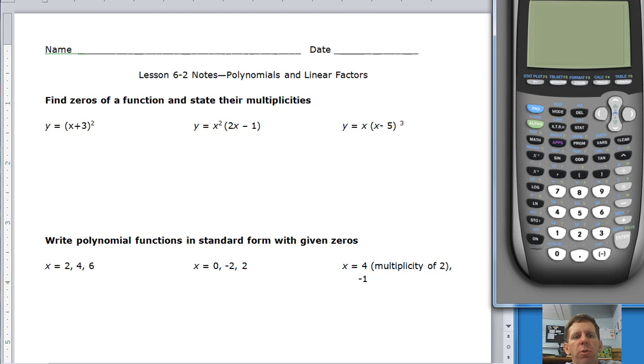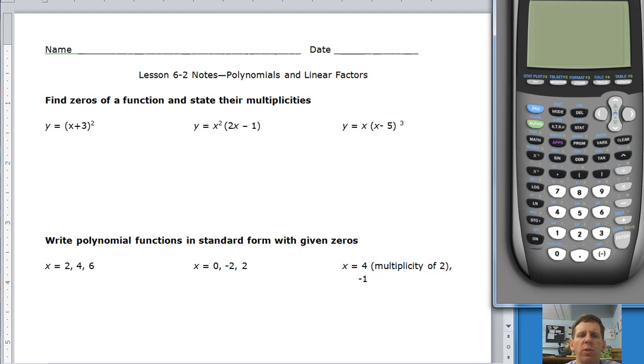These are the Lesson 6.2 notes on polynomials and linear factors. Today we're going to talk about finding the zeros of a function and stating their multiplicities. We're going to find some polynomial functions in standard form with given zeros, and we'll also find relative minimums, maximums, and zeros on a graph.